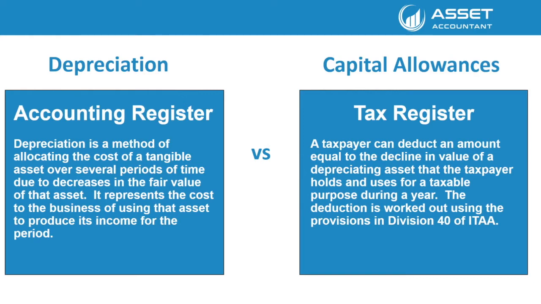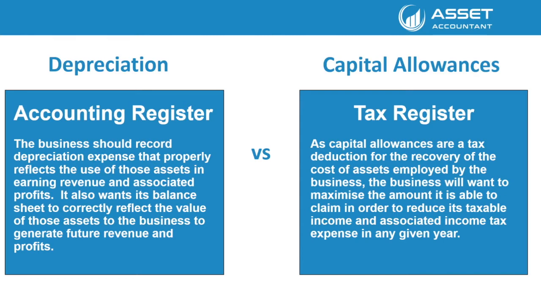So specifically, we refer to depreciation here for accounting purposes. For tax, we refer to them as capital allowances as they're defined in the Tax Act. And this refers to the amount a taxpayer can deduct equal to the decline in value of a depreciating asset that the taxpayer holds for taxable use and for a taxable purpose during the year. The deduction is worked out using the provisions of Division 40 of the Tax Act. So going forward, I'm going to try and refer to depreciation as being for accounting purposes and capital allowances being for tax purposes.